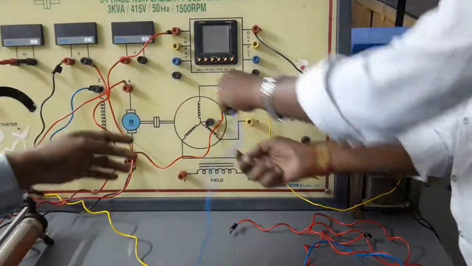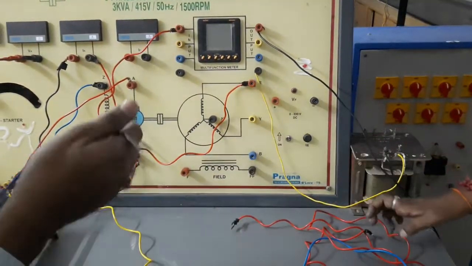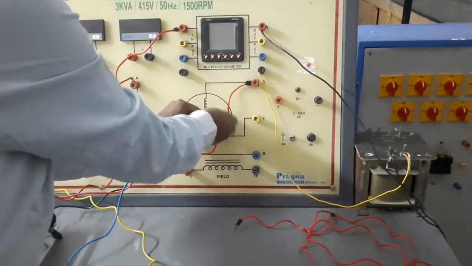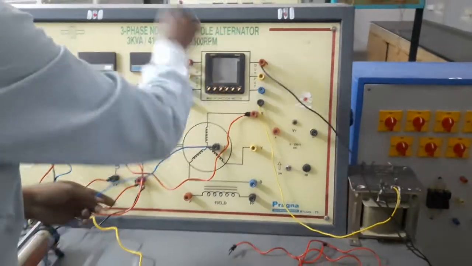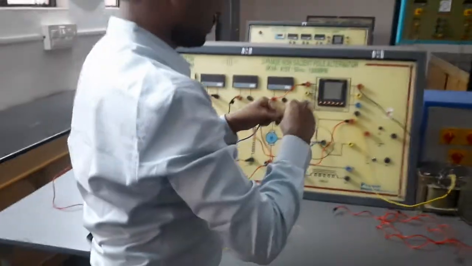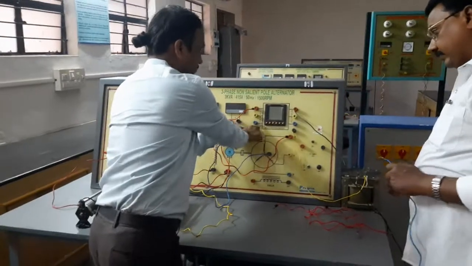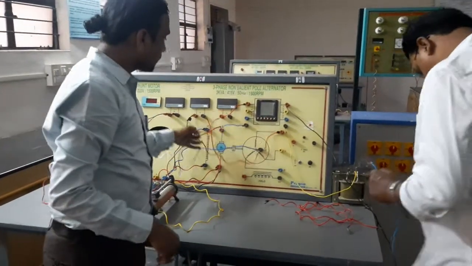This is the multifunction meter. In that multifunction meter you can measure voltage, current, power as well as frequency. So that can be measured in this multifunction meter. So we will connect neutral point here. So alternator connections are over.